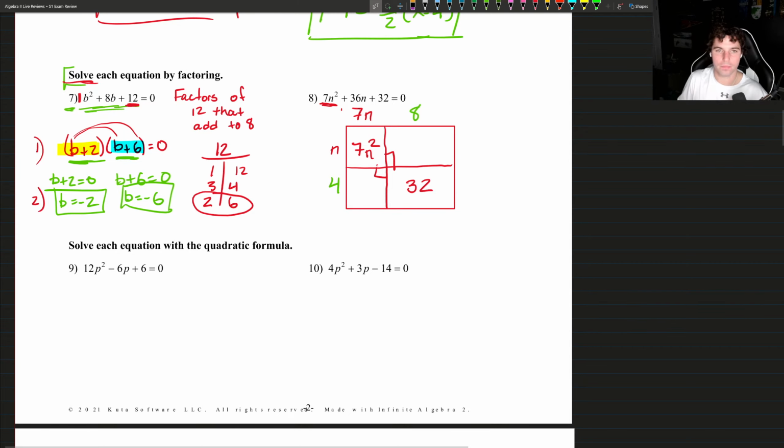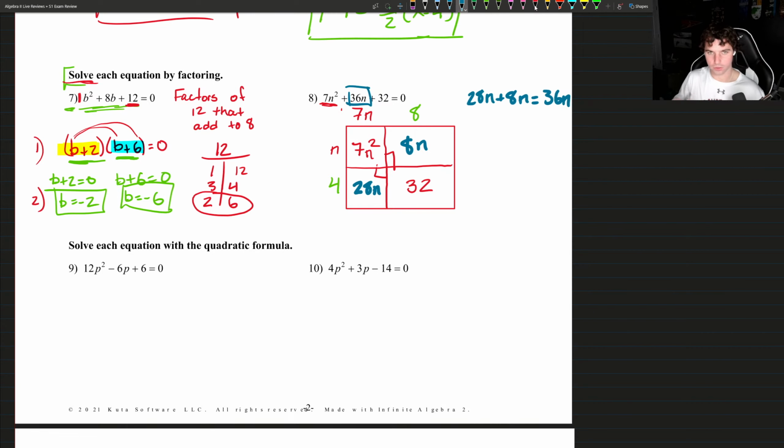Okay, so 7n times 4, right, that's going to give you 28n. n times 8, that's going to give you 8n. And then our check to make sure that this works is that 28n plus 8n is equal to 36n, right, which it does. It equals this middle term, so we know that those are our two factors.